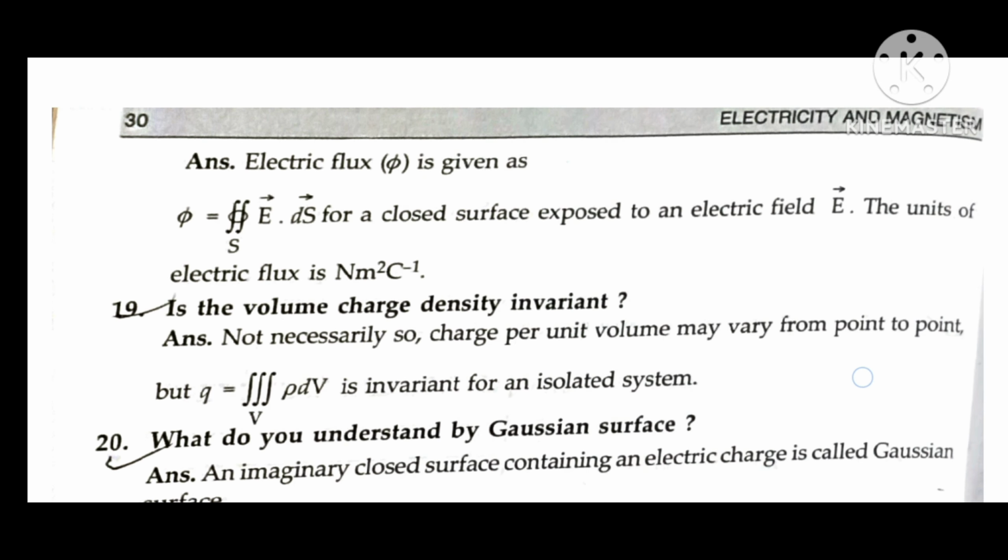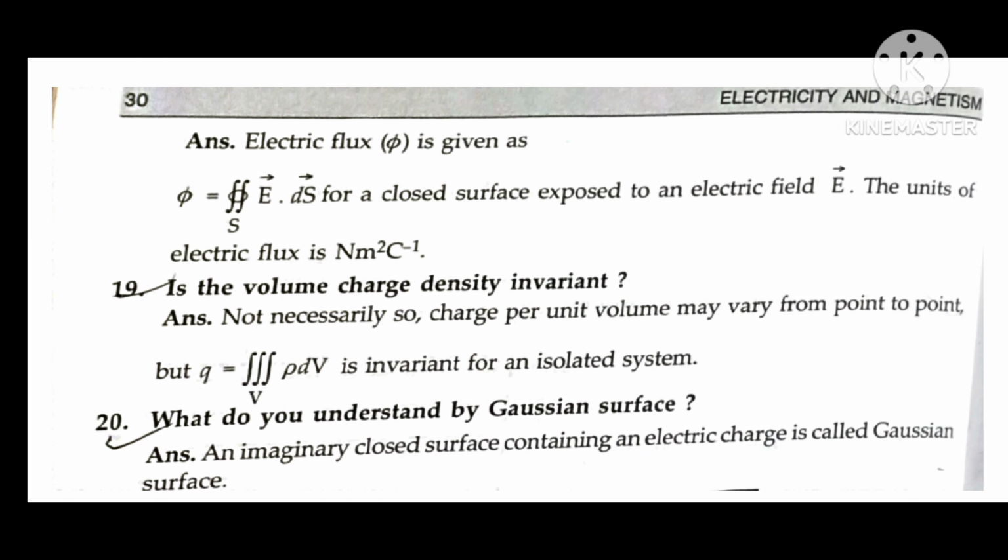Derive the units of electric flux. Electric flux phi is given by the surface integral of E vector dot dS vector for a closed surface exposed to an electric field E vector. The unit of electric flux is Newton meter square per coulomb.